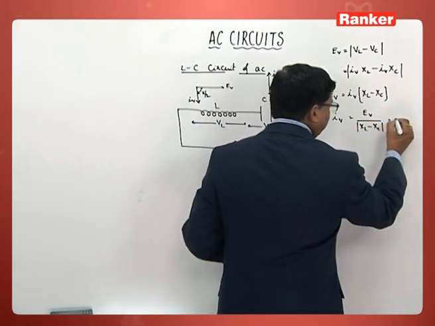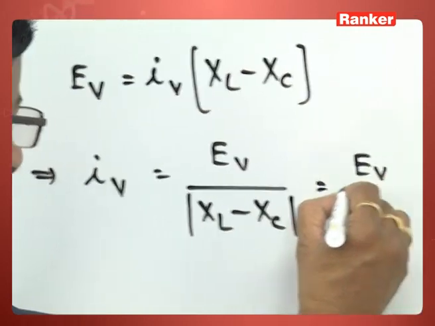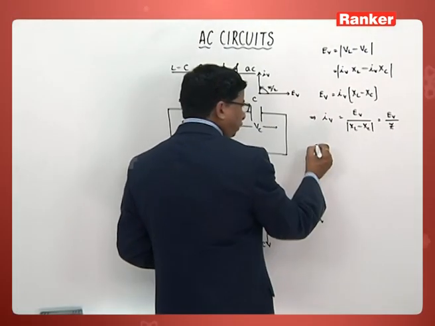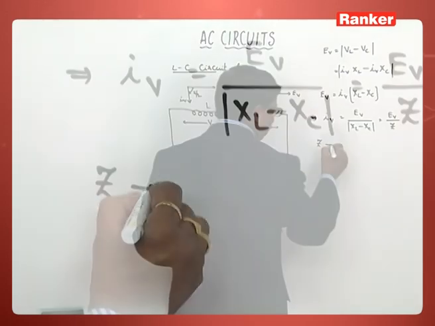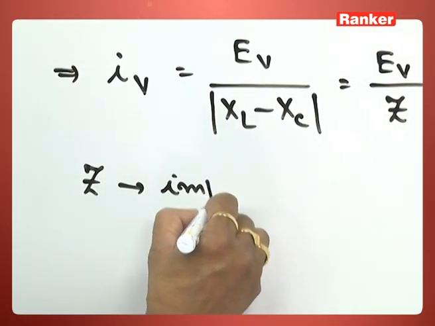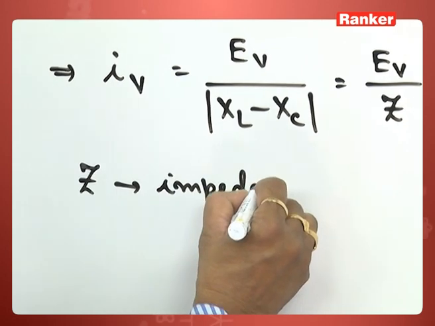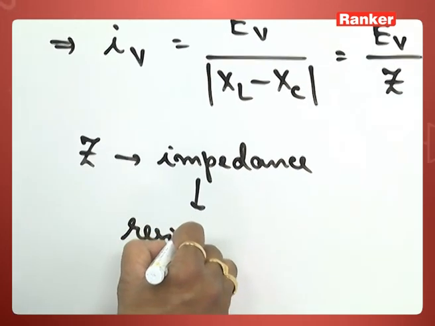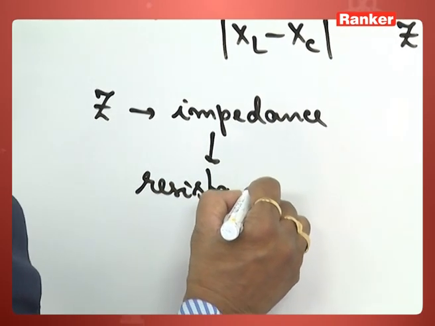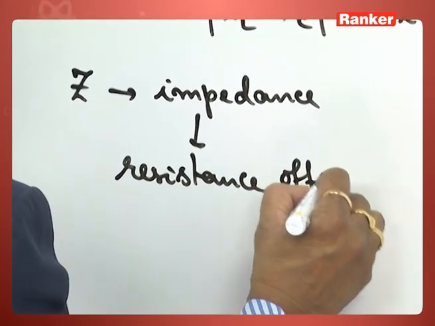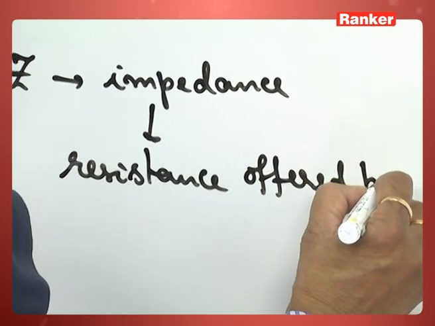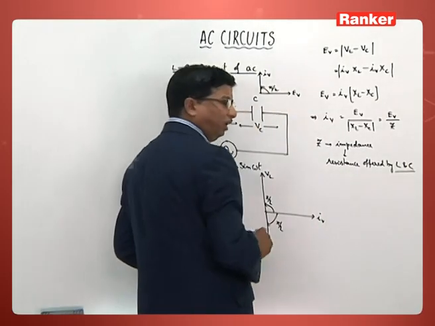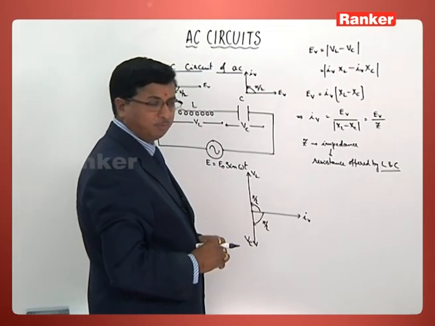From this one, you can rewrite it like this, EV by Z again. This Z again is to be called impedance. In this case, this is the resistance offered by L and C together to that AC circuit.